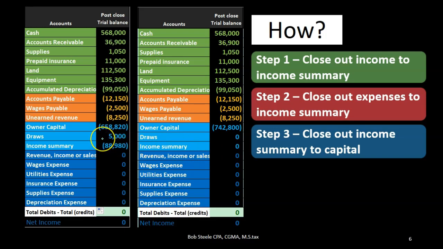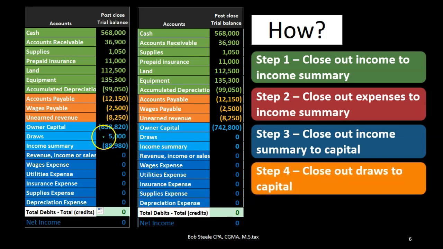Then we're going to do that last step where we see this 5,000. That too needs to be closed out, draws to the capital account.